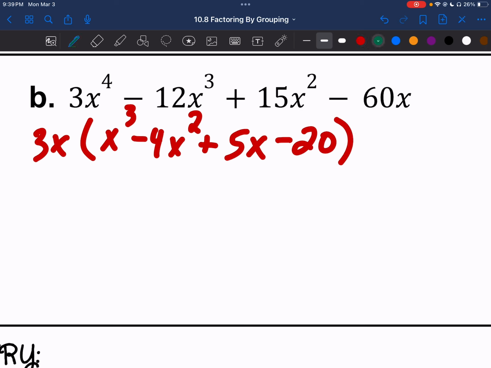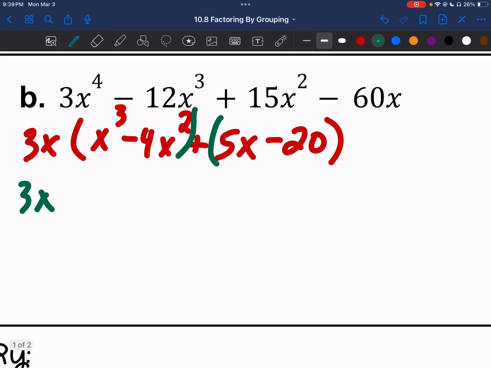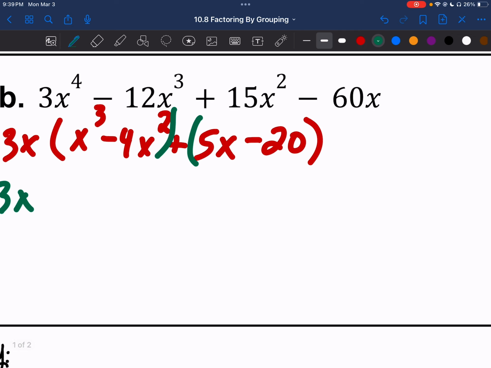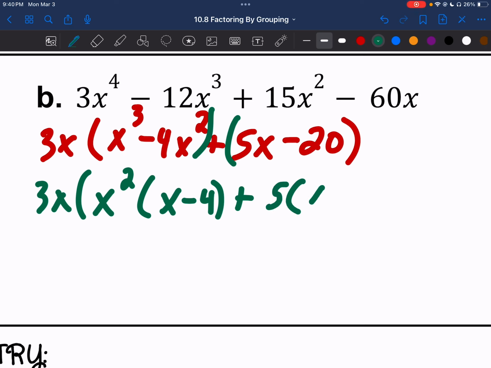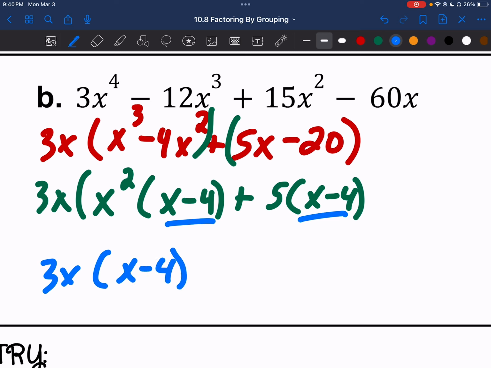All right, now we're going to break it up into our parentheses. So we've got the 3x just chilling on the outside. And then what's happening on the inside? Well, x to the third and negative 4x squared, I can bring out x squared, and we're left with x minus 4. 5x and 20, we've got a 5 that can come out, and I'm left with x minus 4. X minus 4 is my common term, so the 3x comes down. X minus 4, x squared plus 5. And that is the simplest that we can go.